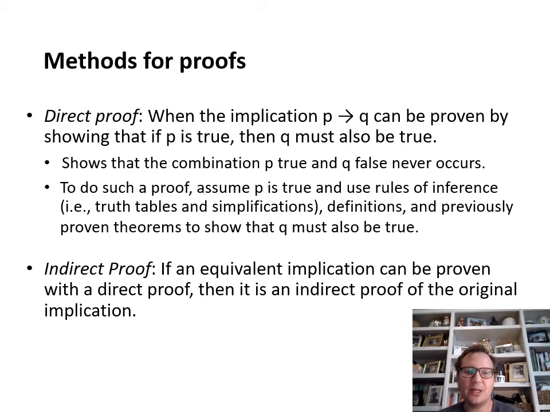Indirect proof, on the other hand, is the one where we use an equivalent implication that we can prove, and by doing that, we also prove the original implication if the two implications are equivalent. So we'll see examples of indirect proofs as well.